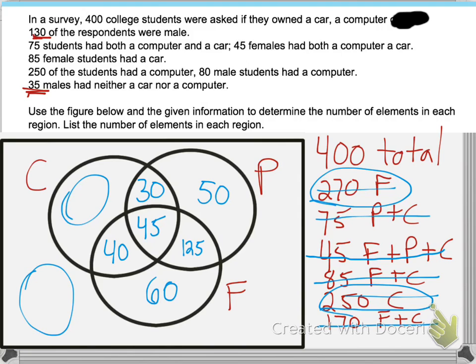The other thing we don't know is what's going out here. Okay, well, think about what people would be out there. They don't have a computer, they don't have a car, and they're not female. Well, if they're not female, they must be males. So we're looking for the number of males that don't have a computer and don't have a car. And that's exactly what we were given, this little off-the-wall number that didn't really fit with the other stuff. 35 males had neither a computer or a car. So we know that there's 35 people that go outside.